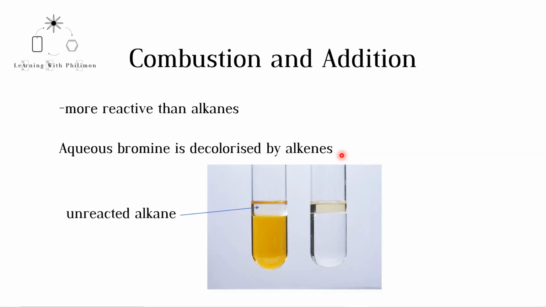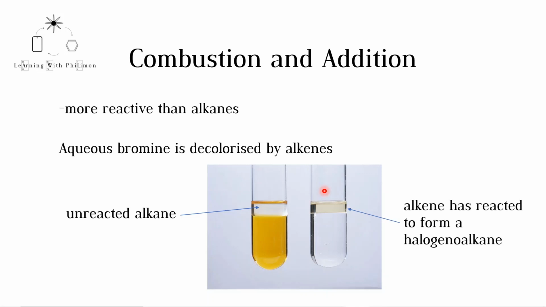On the left-hand side of the image, we see an alkane added to bromine water. The alkane does not react with the bromine, so the color is retained. The alkane and the bromine solution do not mix, so two layers are formed. Alkanes have a lower density than water, so float above water. On the right-hand side, we see an alkene added to bromine water. The alkene does react, so the bromine solution is decolorized. The bottom layer now consists of just water. The upper layer consists of the halogenoalkane formed.